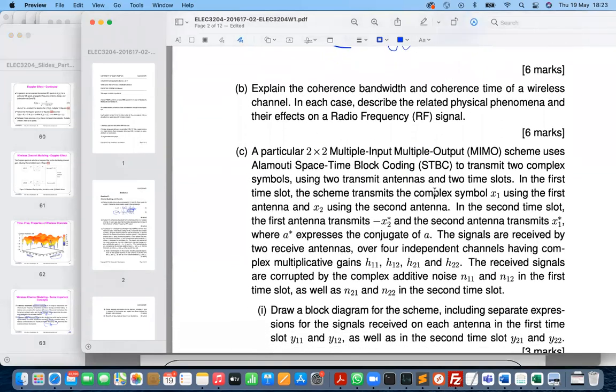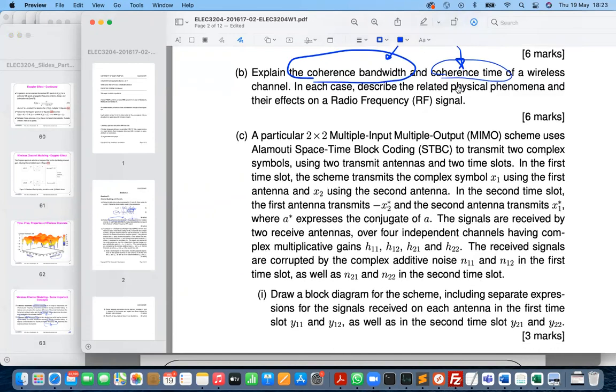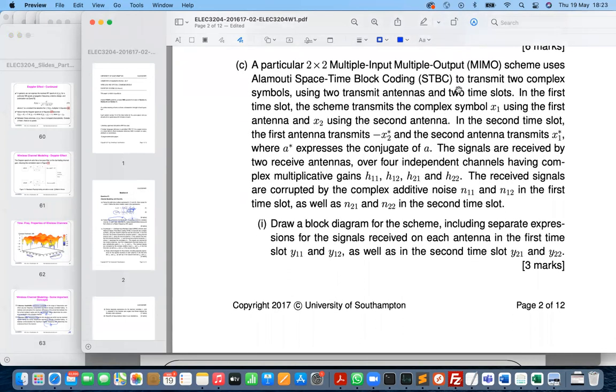So here we need to elaborate a little bit further on the definition of coherent time and coherent bandwidth and what caused them: multipath and Doppler shift. And what do they cause for the signal? Frequency selectivity and time selectivity. So try to do revision based on the questions.